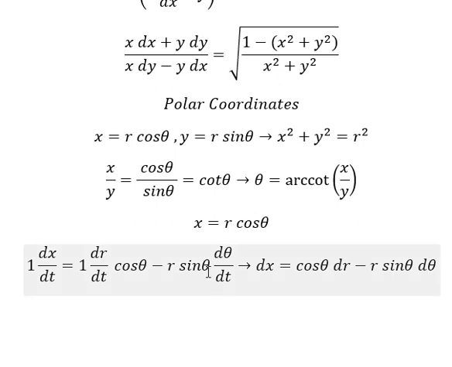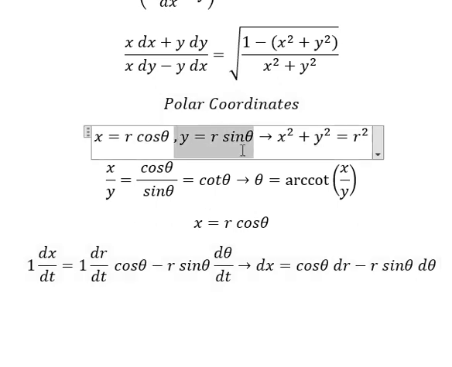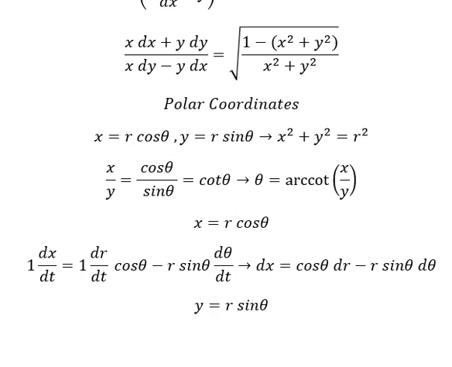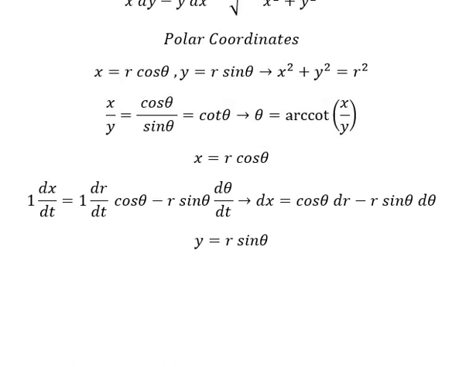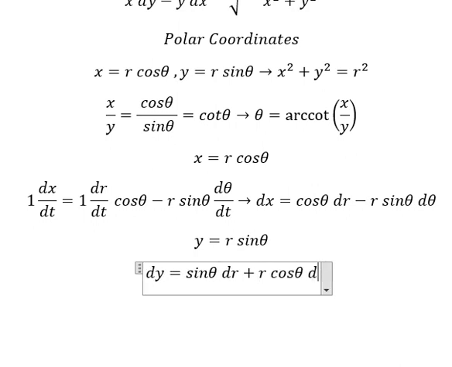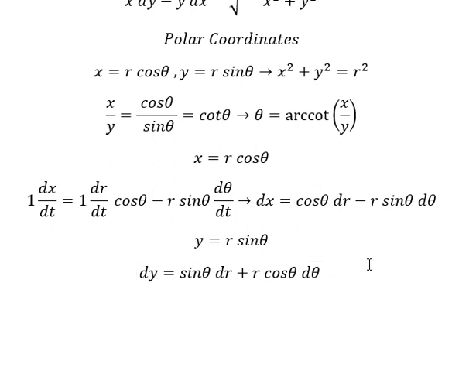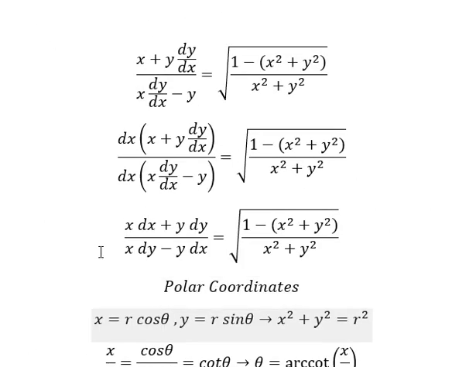Now we can do similarly for the second one. So this one we will have dy equals sine theta dr plus r cosine theta d theta. And now we go back in here.